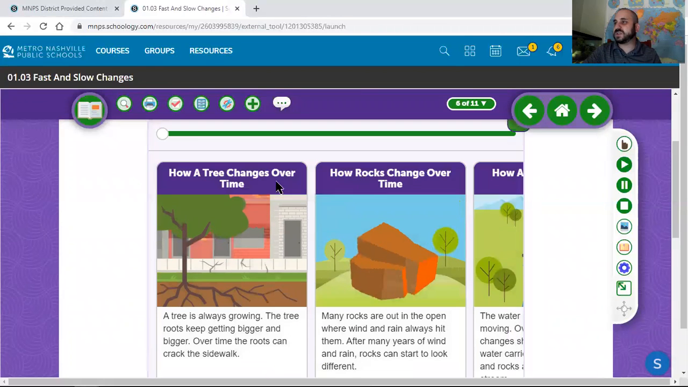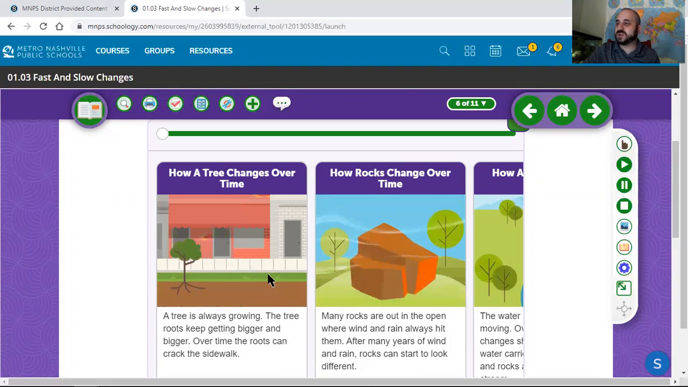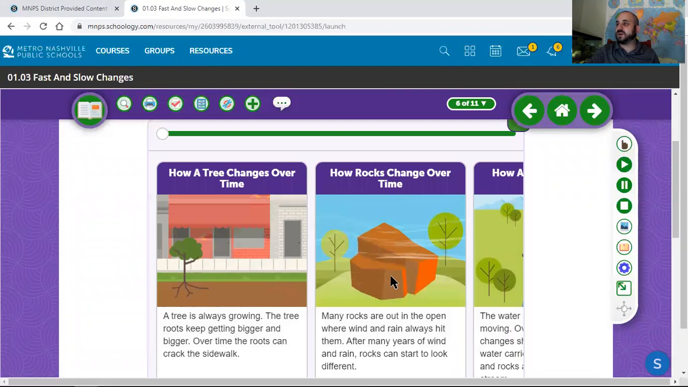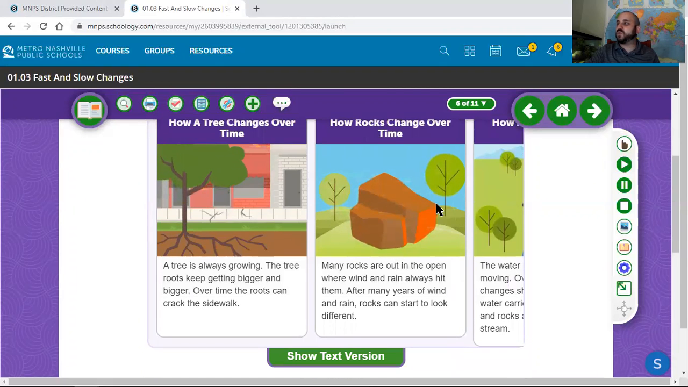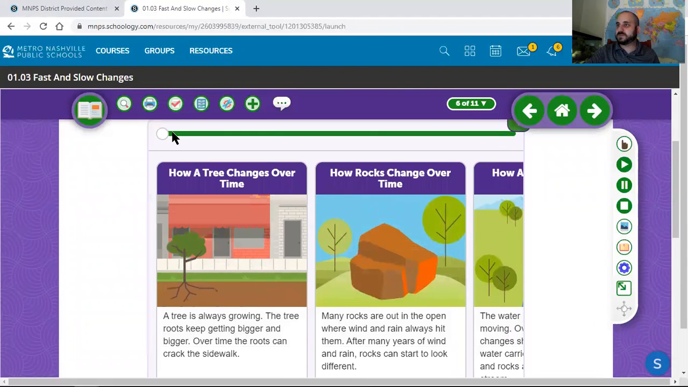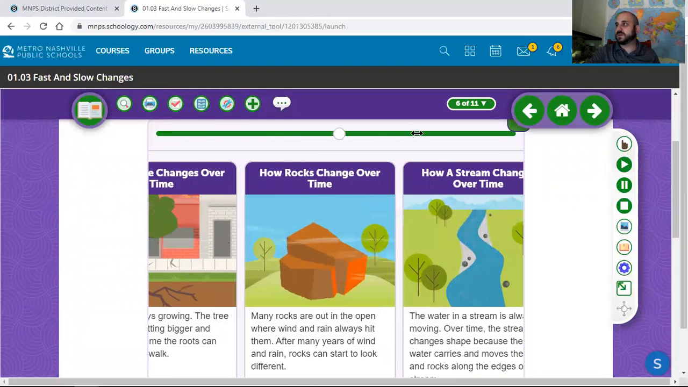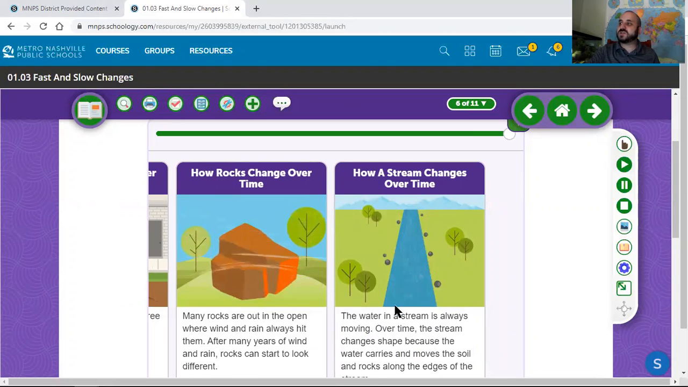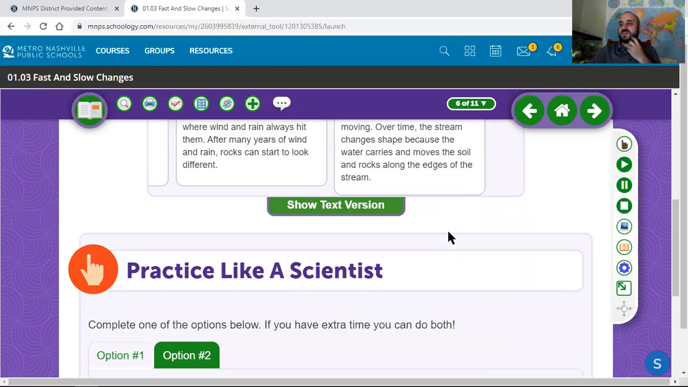So we're going to use our slider here to see, and here we can see the roots from the tree growing. Sometimes you guys can see this. If you're walking on the sidewalk, you'll see that a tree's roots are pushing out and through. Over here, we see that the rocks are being eroded by the wind and the rain. And here we can see how the movement of the stream starts out straight and then eventually starts to curve, move the rocks out of the way, and sort of meander back and forth.